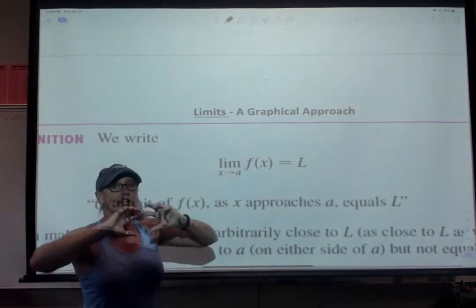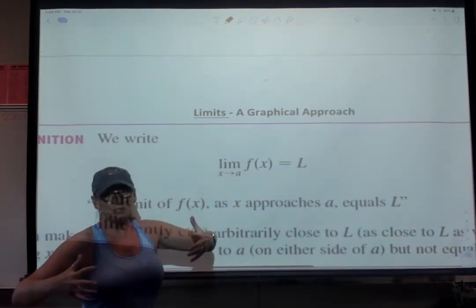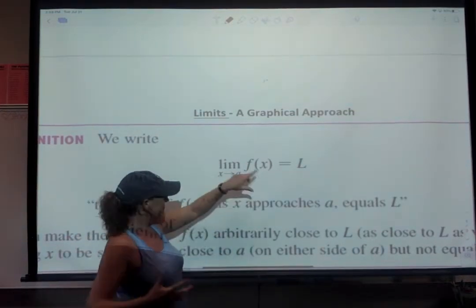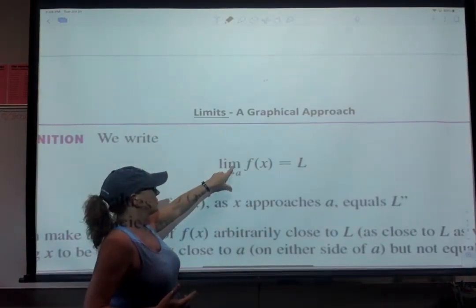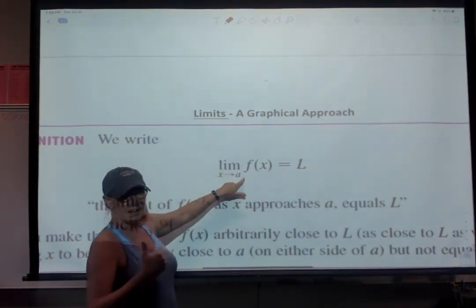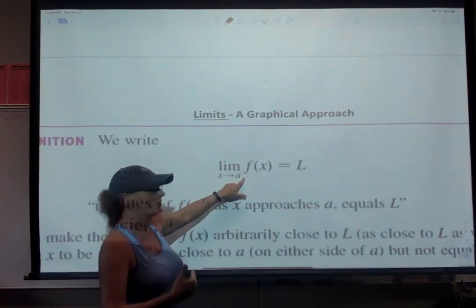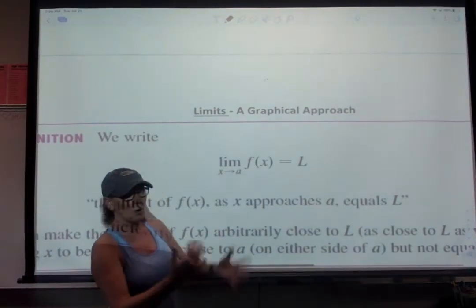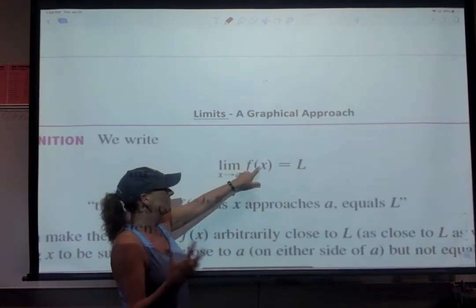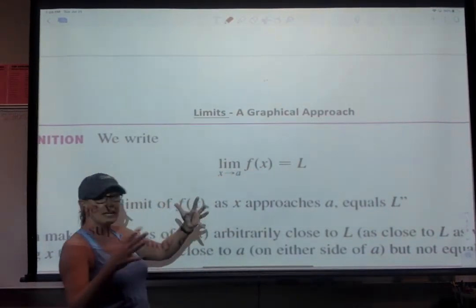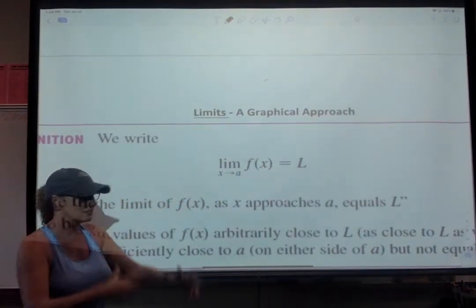To verbalize it, we're going to say the limit as x approaches a of f of x. Or you could say the limit of f of x as x approaches a. Either way, but you have to say those words in some order.